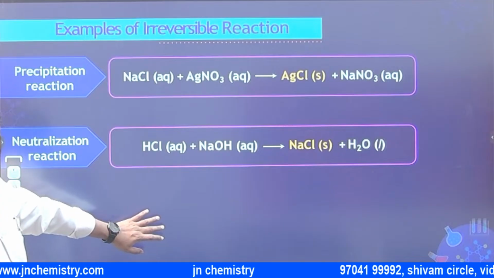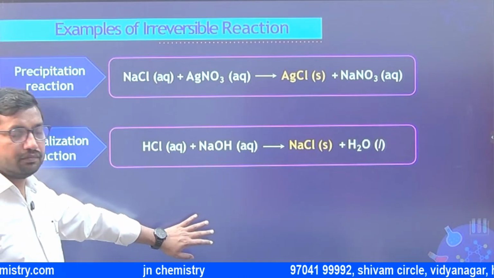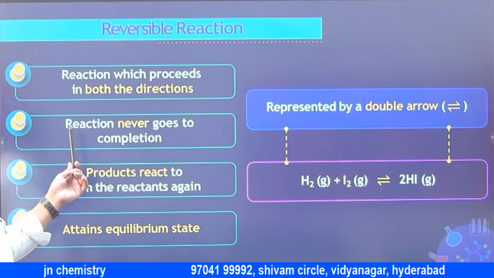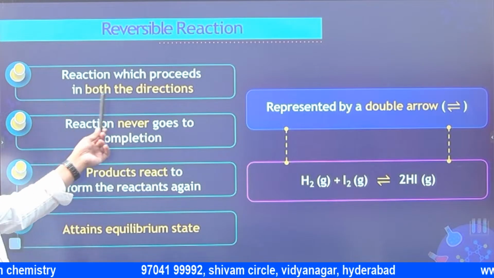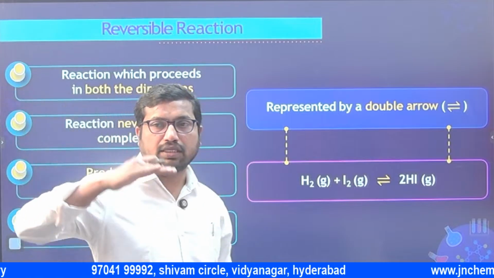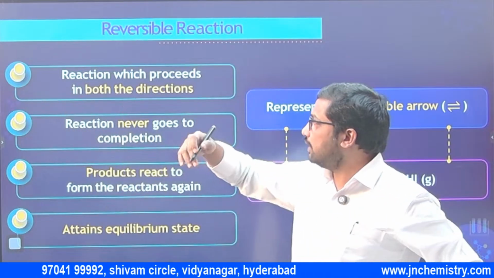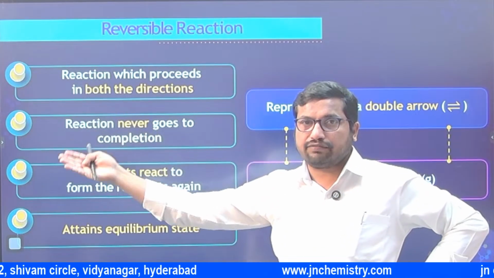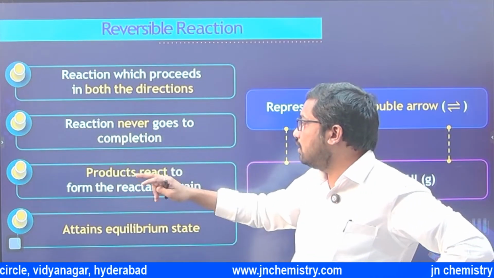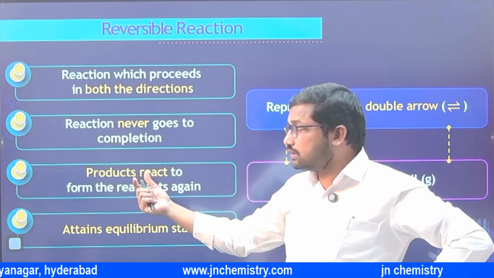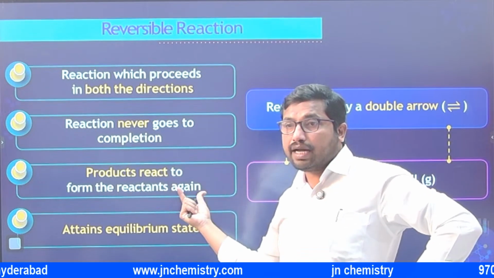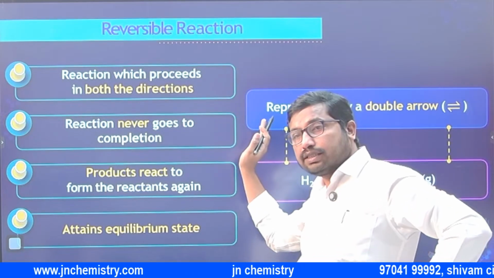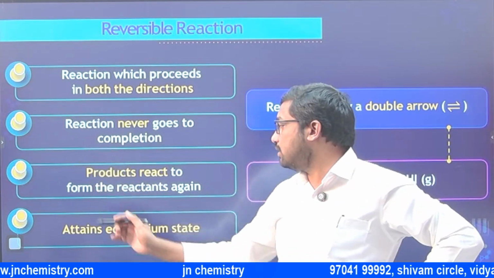Next, reversible reactions. Reversible reactions proceed in both directions. Reactant is converting into product and product is converting back into reactant. The reaction never goes to completion. Products react to form reactants again, meaning reactant is converting into product and the product can go back to form the reactant.